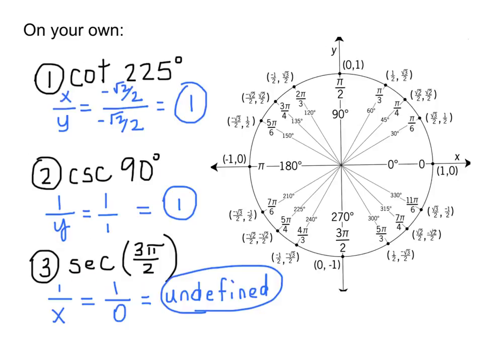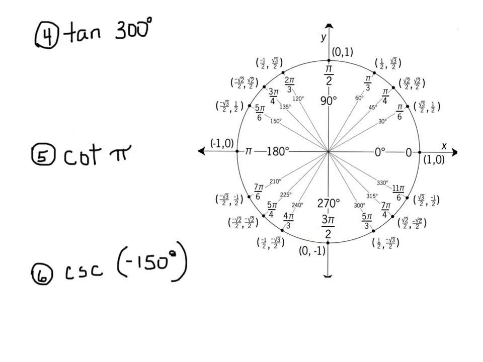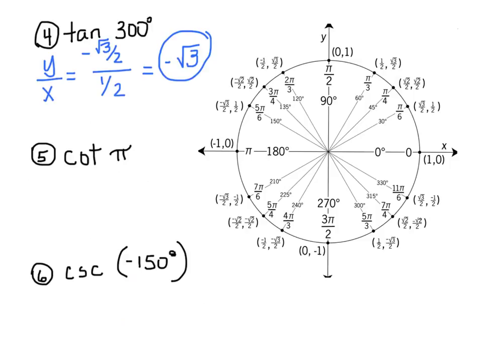Number 3 is undefined. 3 pi over 2 is down here at the bottom. Secant is 1 over x. The x value is 0, so 1 over 0 is undefined. Try number 4. The answer is negative square root 3 over 2. 300 degrees. There's 300. And tangent's y over x. The y value is negative root 3 over 2, and the x value is 1/2. And you can cancel those 2's. So root 3 over 1 is root 3, and answer is negative because there's only one negative in the problem.